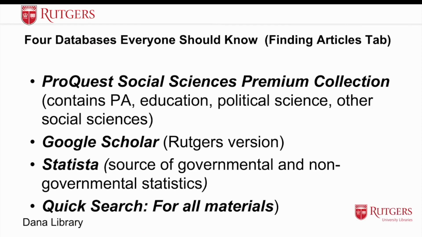In today's presentation, we'll be focusing on 4 different resources. The first resource that we're going to focus on is ProQuest Social Science Premium Collection. The second resource is Google Scholar. The third resource is Statista for datasets. And last but not least will be Quick Search, where we can search for physical publications as well as electronic publications.